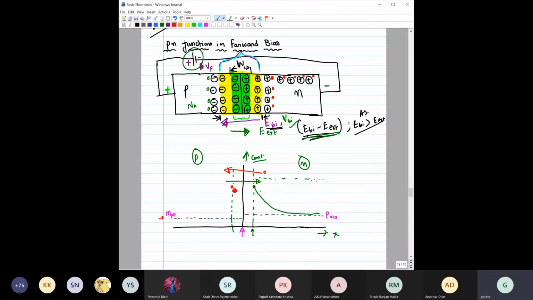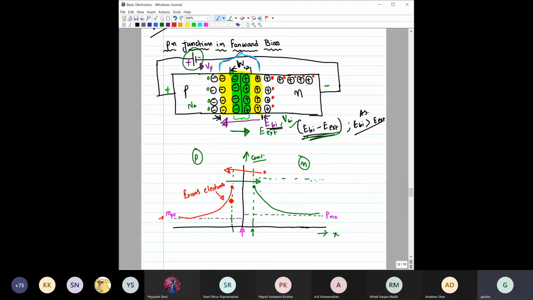Similarly, these electrons, whose concentration is much higher on this side, when they go to this side, further and further into the neutral p side, their concentration will also gradually reduce, and that reduction would look like that, in the same exponential fashion. So this is the excess electrons.